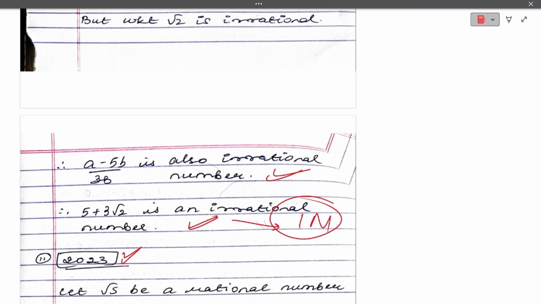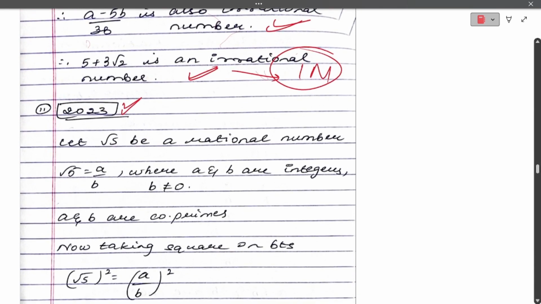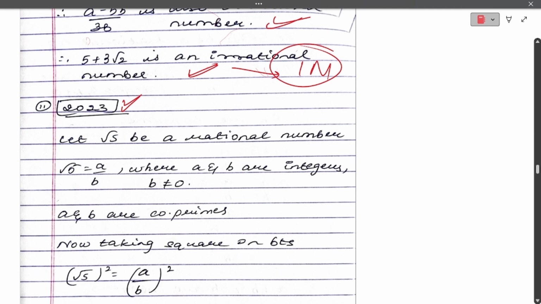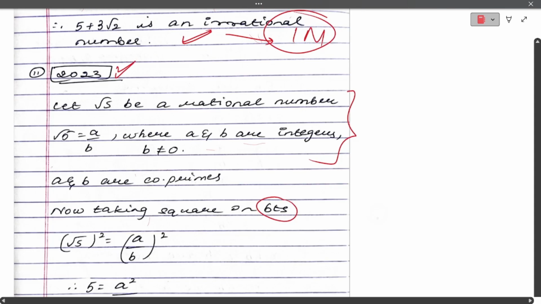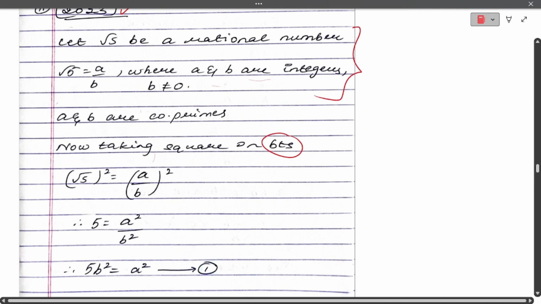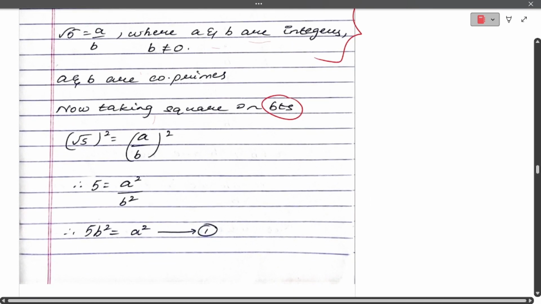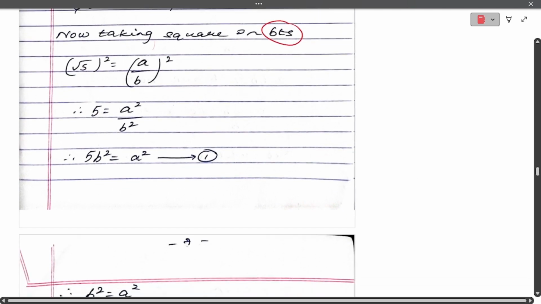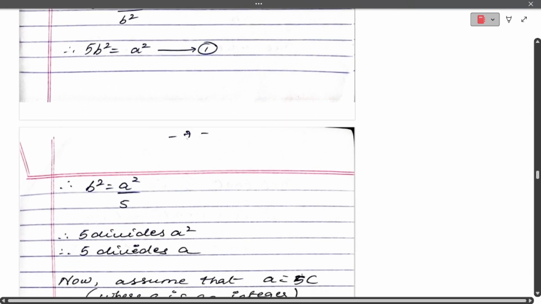So let root 5 be a rational number. Root 5 is equal to a by b, where a and b are integers and b is not equal to 0. a and b are co-prime numbers. This is a common statement which we will be writing. Now how will you solve? You will be squaring on both sides. So squaring on both sides, you will be getting root 5 square is equal to a by b the whole square. So 5 is equal to a square by b square. So 5b square is equal to a square. So b square is equal to a square by 5.